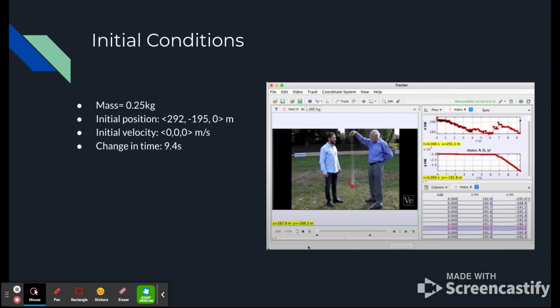Here's a screenshot of Tracker. Like I said, I used a video provided. The initial mass was 0.25 kilograms. From Tracker, I found that the initial position of the slinky was 292 for the x component, negative 195 for the y component, and 0 for the z component. The initial velocity was just 0, and the change in time was 9.4 seconds.